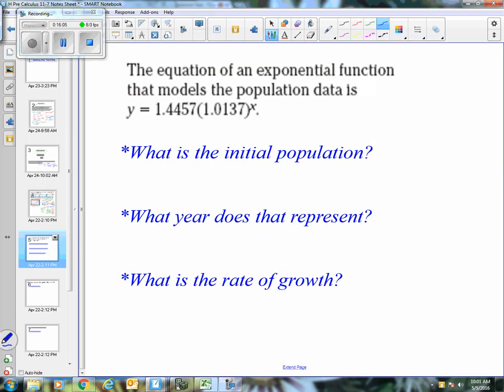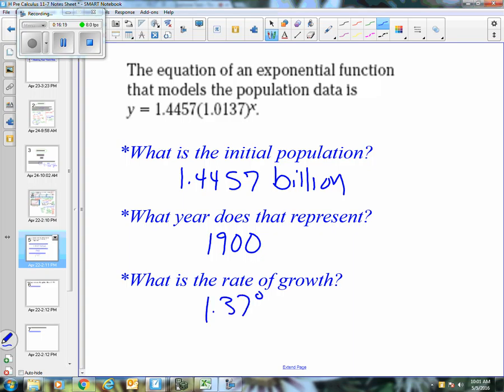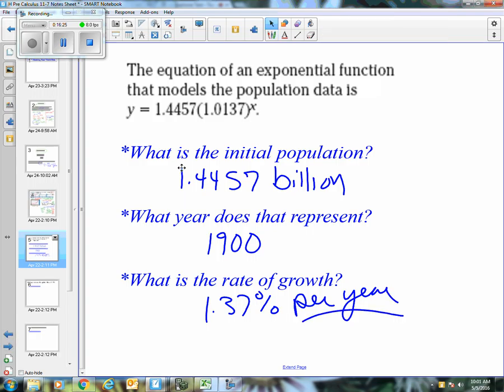So now that we've discussed what all these mean, what is the initial population? Well, that would be the 1.4457, don't forget your units, billion. What year does that represent? 1900, that's when our data started. And what is the rate of growth? It's 1.37% per year. So it's important that we have that time frame in there.